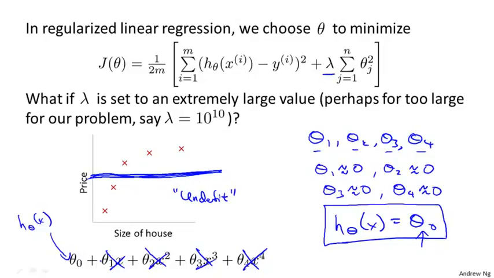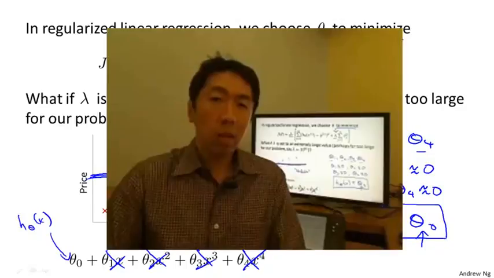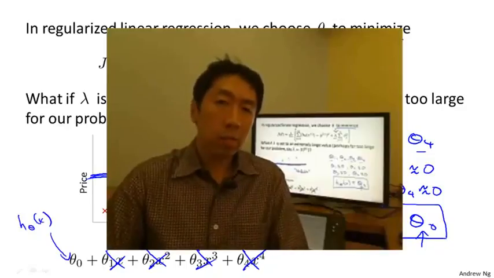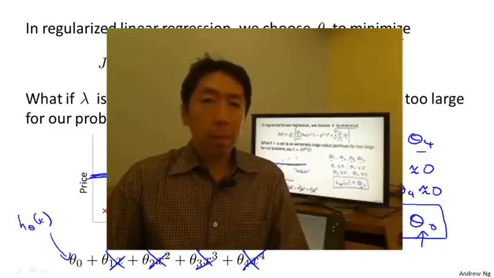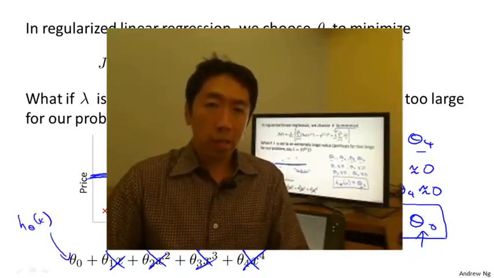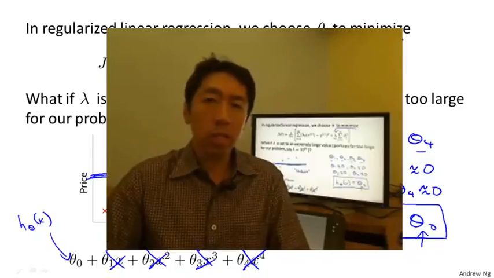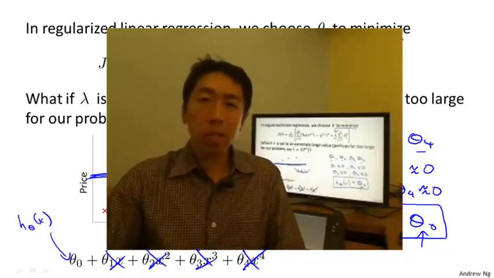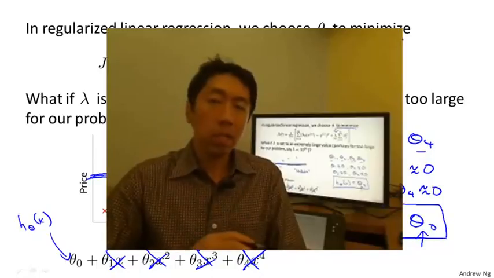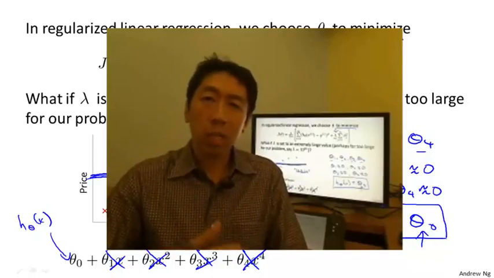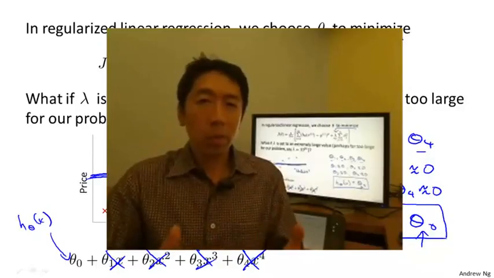So for regularization to work well, some care should be taken to choose a good value for the regularization parameter lambda as well. And when we talk about model selection later in this course, we'll talk about a variety of ways for automatically choosing the regularization parameter lambda as well. So that's the idea behind regularization and the cost function we'll use in order to use regularization. In the next two videos, let's take these ideas and apply them to linear regression and to logistic regression, so that we can then get them to avoid overfitting problems.